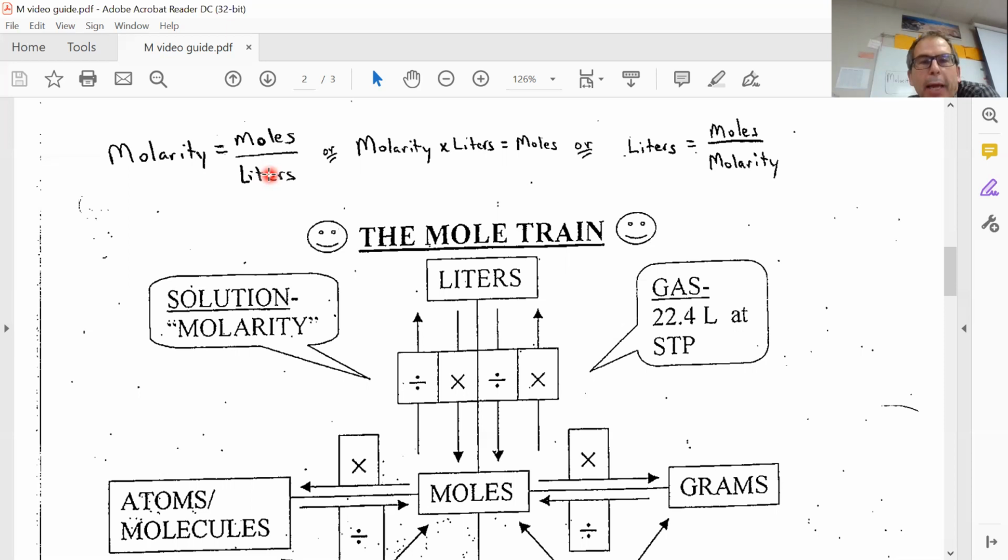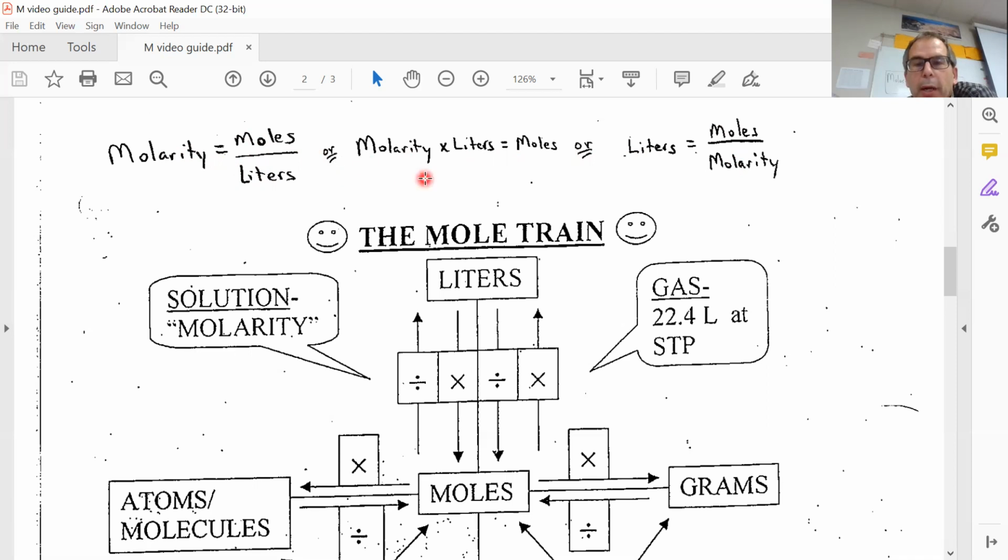Let's say I multiply each side by liters. The liters cancel out, and I get molarity times liters equals moles. Another thing I could do is take molarity times liters equals moles and divide each side by molarity. So the molarity cancels out here, and I get liters equals moles over molarity. So these are 3 ways to express how these variables relate; if you know 2 out of 3, you can solve for the unknown one.